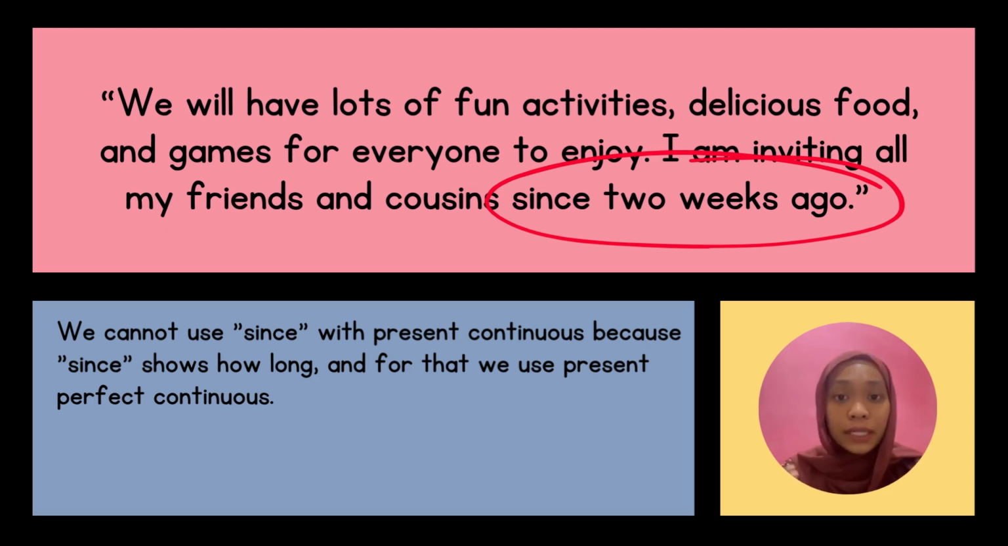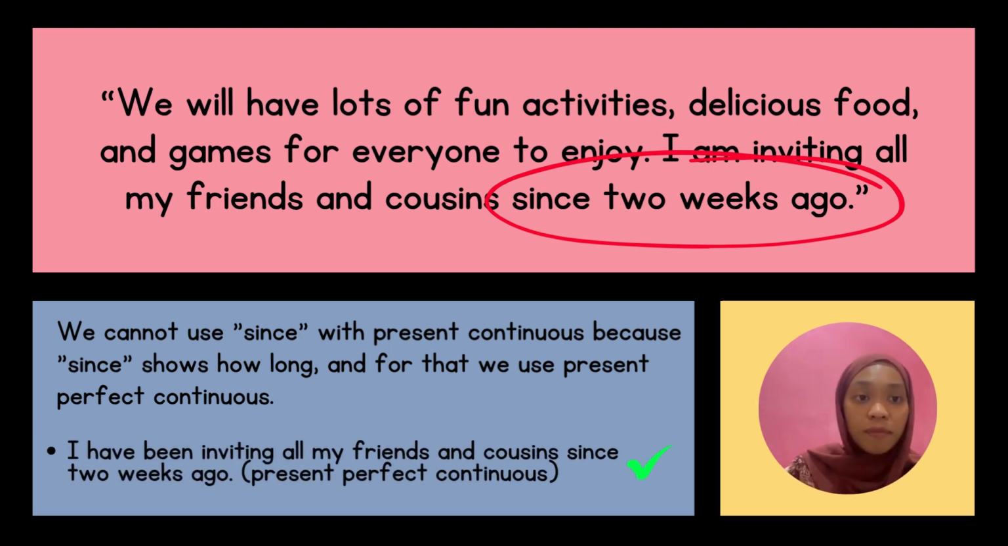So the correct sentence for your friend's sentence has to be, I have been inviting all of my friends and cousins since 2 weeks ago. So it is present perfect continuous. Have been inviting started in the past and is still happening right now, and since 2 weeks ago tells you that the action started in the past. So please remember that we use present continuous only for an action that is happening right now, and present perfect continuous is used to show how long something has been happening, especially with words like since or for.